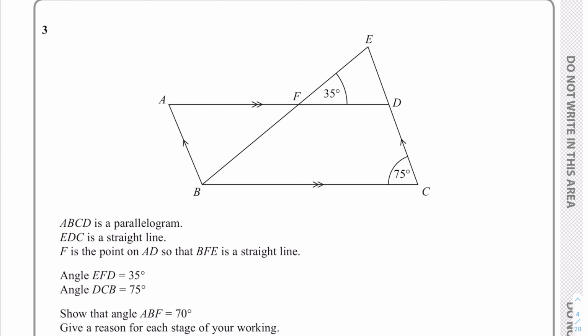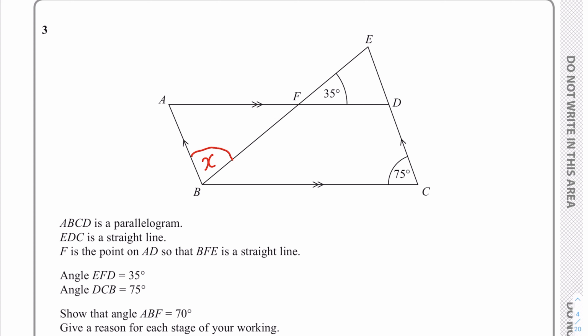Then it says angle EFD is 35, so these are already labeled on the diagram. And then it says we need to show that the angle ABF, this angle right here, is equal to 70 degrees, and we need to give a reason for each stage of our working. That's very important. You won't get full marks otherwise. So what I'm going to start off by doing is labeling the angle we're after, X. And if you notice, this is in a triangle, so later down the line, we're probably going to have to use 180 degrees inside the triangle.